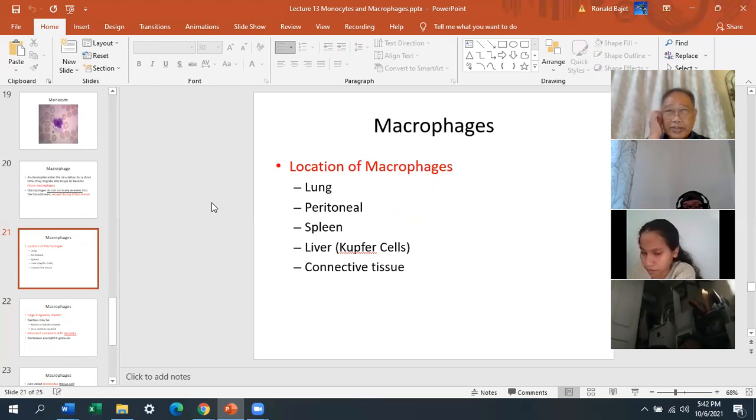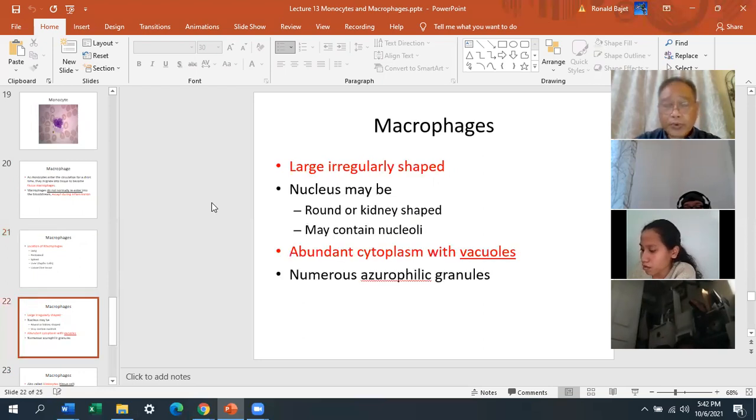So what they're doing is they're just lying around in the lung, spleen, liver, and connective tissue until the need arises. Macrophages are really, really large cells, and you won't see them unless you're doing a body fluid smear. The nucleus may be round or kidney shaped, generally round, and may contain nucleoli. Abundant cytoplasm, a ton of cytoplasm with vacuoles. Well, you'll see it shortly. Numerous azurophilic granules. Once you see these cells, you'll say, those are macrophages or histiocytes.